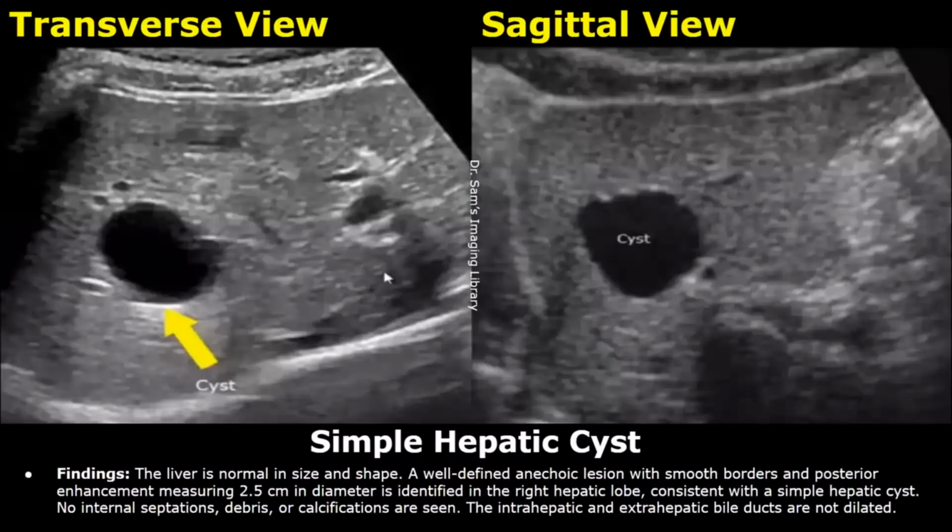This is the finding. The liver is normal in size and shape. A well-defined anechoic lesion with smooth borders and posterior enhancement measuring 2.5 centimeters in diameter is identified in the right hepatic lobe, consistent with a simple hepatic cyst. There are no internal septations, debris or calcifications. The intrahepatic and extrahepatic bile ducts are not dilated.